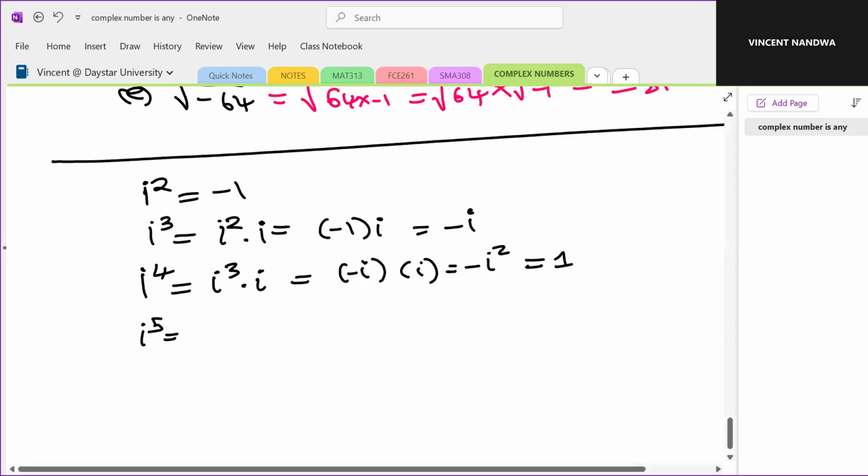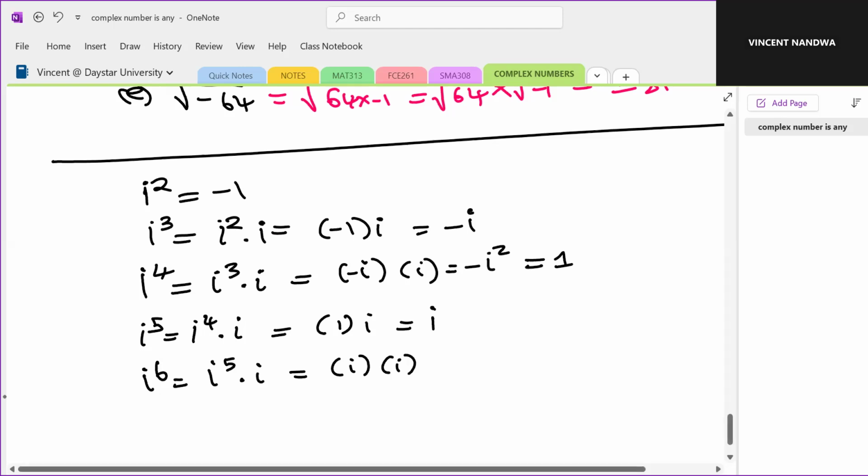Then i power 5 is the same as i power 4 times another i. And from our previous working, i power 4 is 1. Then you multiply by i, and 1 times i just gets i. So the value of i power 5 is i. Then i power 6 is the same as i power 5 times i, which is i from the previous working times this i. And i times i will give me i squared, and i squared is -1.